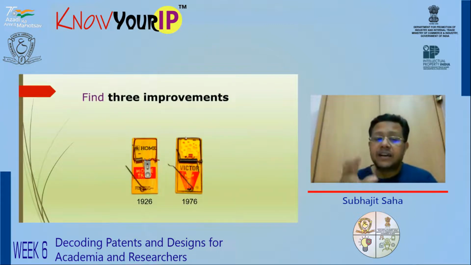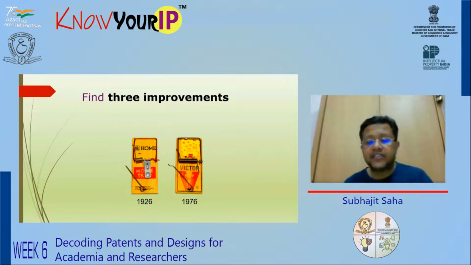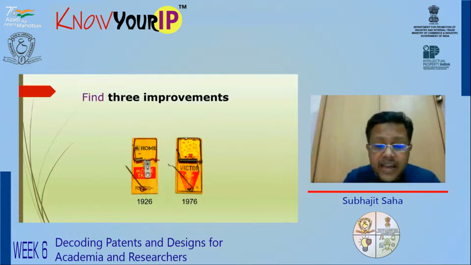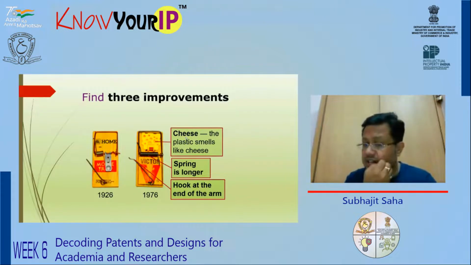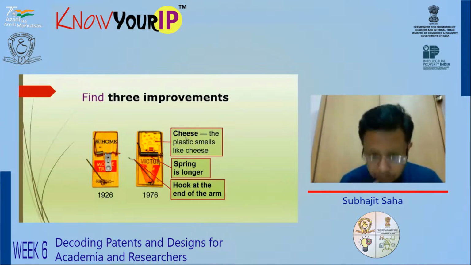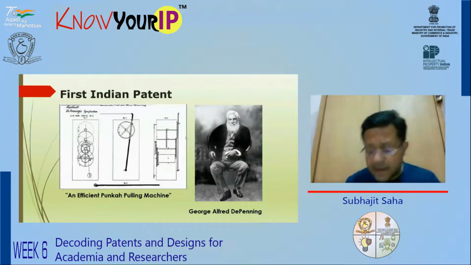And if you see, this is a 1926 door lock and then the 1976 door lock, 50 years later. What is the difference? I think the spring size has increased. There is a cheese-shaped rubber thing which is there. Find 3 improvements in this. So the cheese-shaped plastic smells like cheese. The spring is longer and there is a hook at the end of the arm. So these are minor things which got patents.